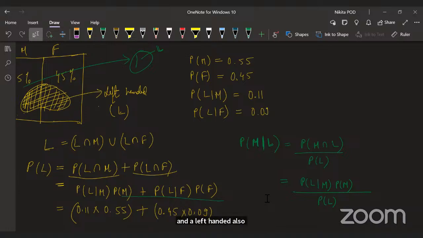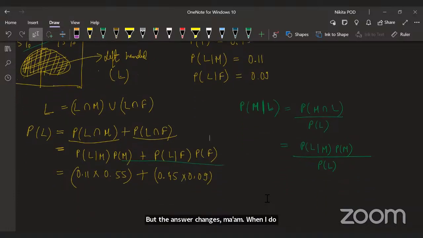So that number is nothing but 0.11 times my answer, which is 0.55. Right? But the answer changes, ma'am, when I do it my way. How will the answer change? This is the same thing I am also doing, no? Ma'am, I have another 2 questions.